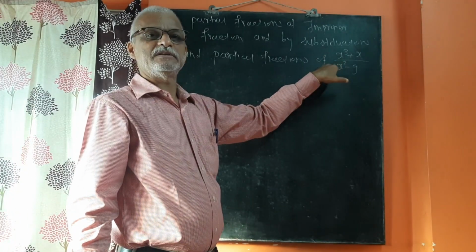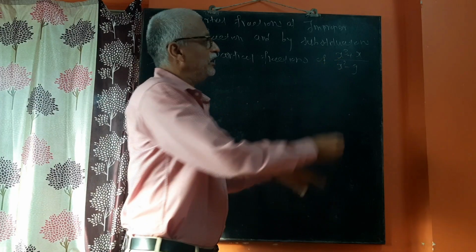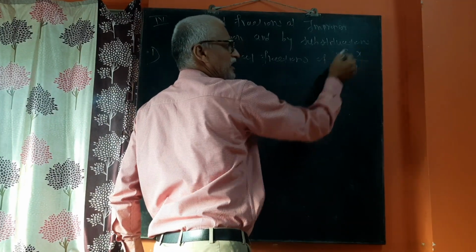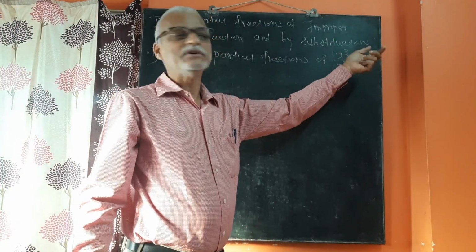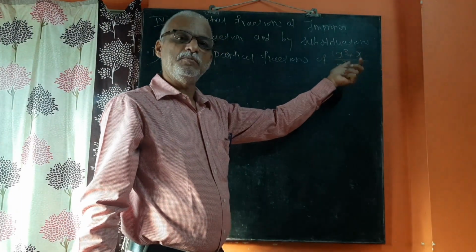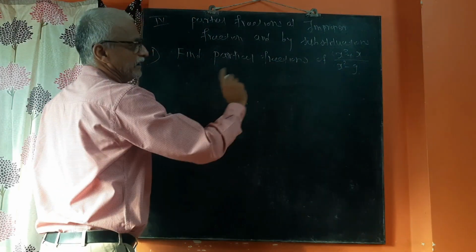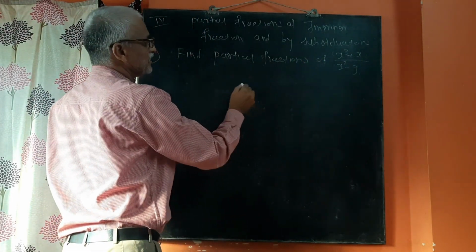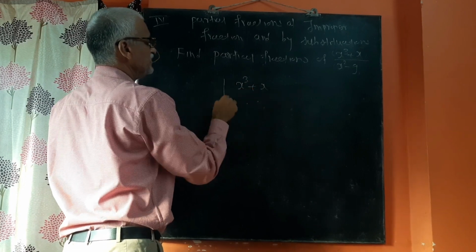I repeat again. Since the degree of numerator is 3 and degree of denominator is 2, this is the improper fraction. So first you have to convert that improper into proper fraction by the method of division. So let us divide it. X cube plus x is divided by x square minus 9.